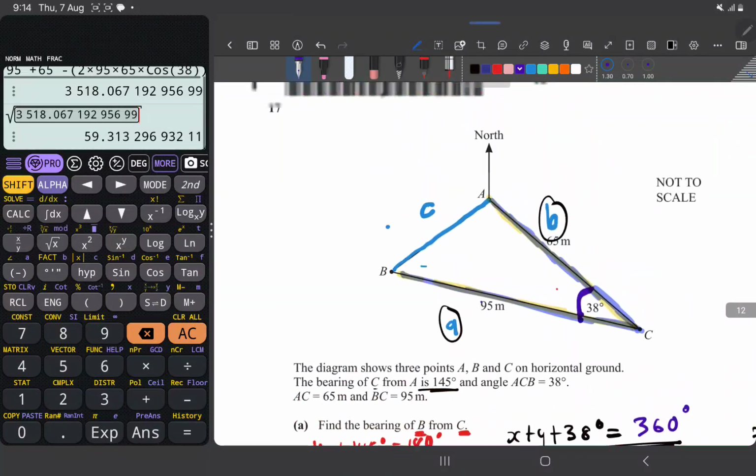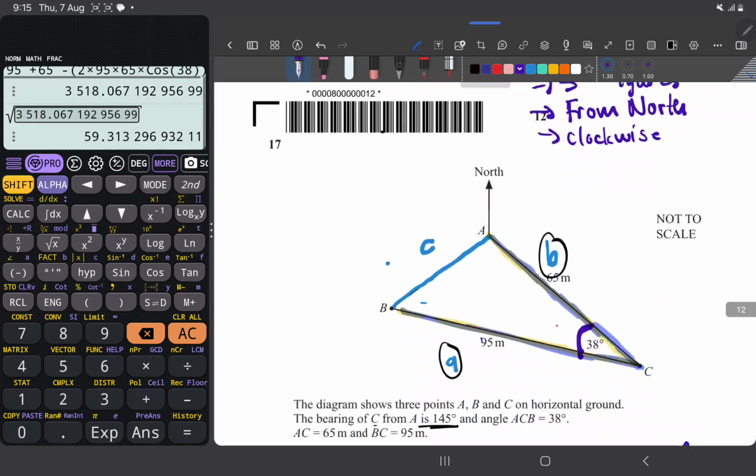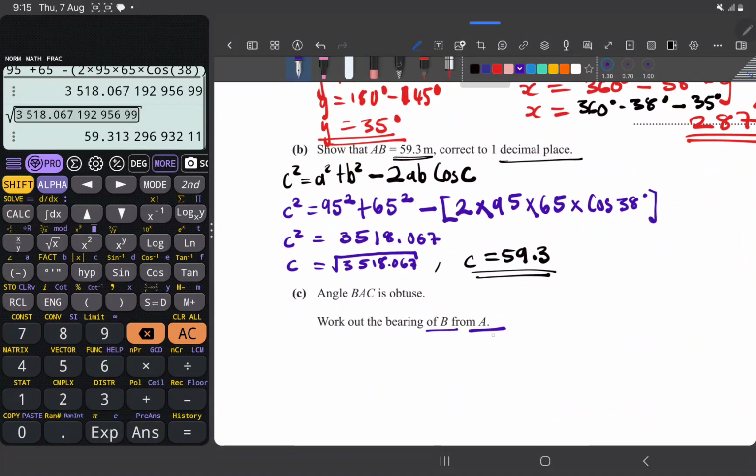That is for part A. Now we are doing another bearing question. So we're going to need to make sure it has 3 figures. Do not forget that bearing is 3 figures. Don't you forget that. It's illegal to forget that. It's a must to remember that. And also remember it is measured from north. And then remember that it is measured clockwise. Clockwise.